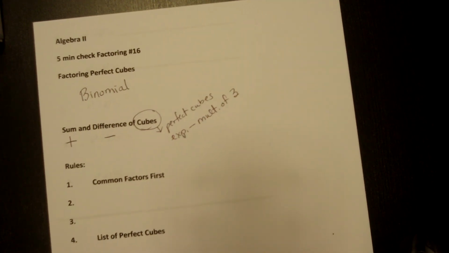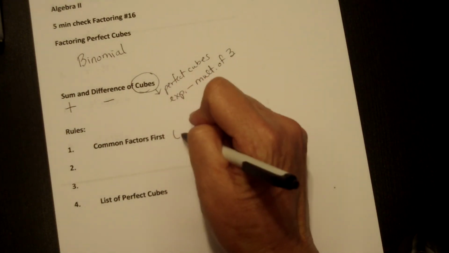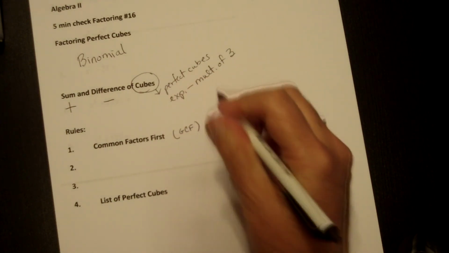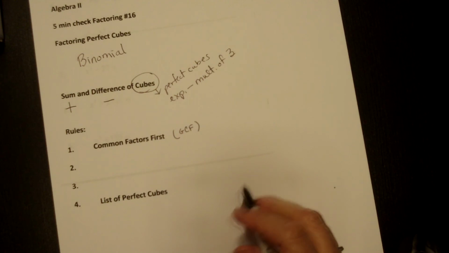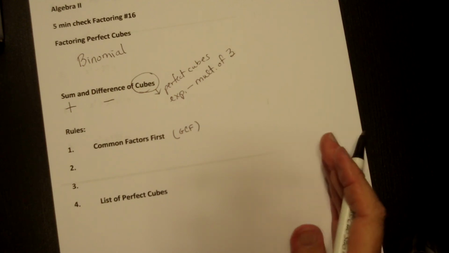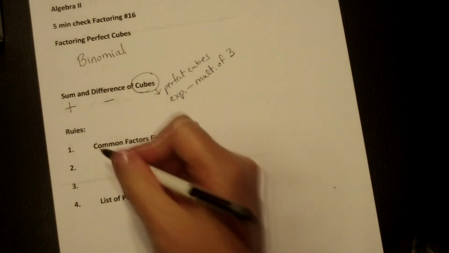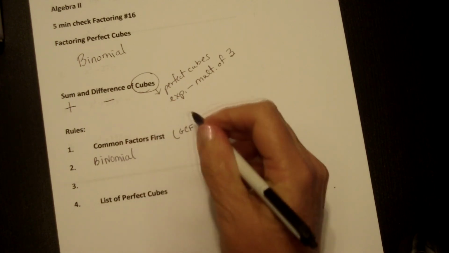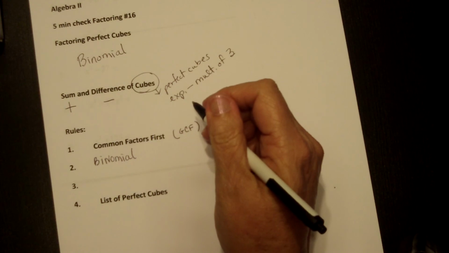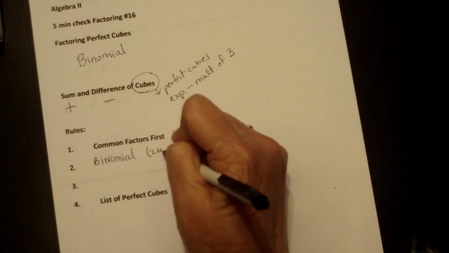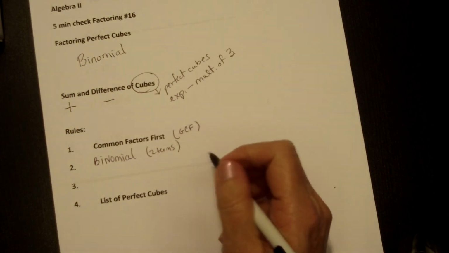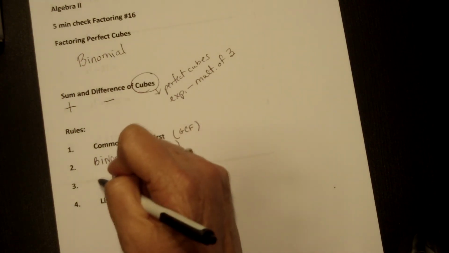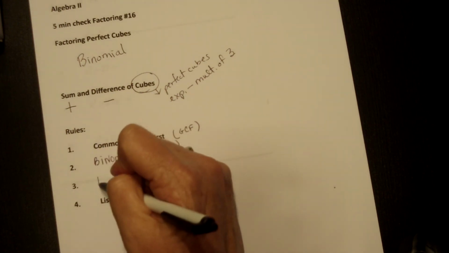Okay, so the rules are: the first thing you're going to do, just as always, is factor your common factors out first, just like we have done. That's our GCF step that we had the quiz on. The second thing, you're going to decide whether it is a binomial, a trinomial, or has 4 terms. This time it's going to be a binomial, which is a polynomial that has 2 terms. The third thing you're going to look for is that each term must be a perfect cube.